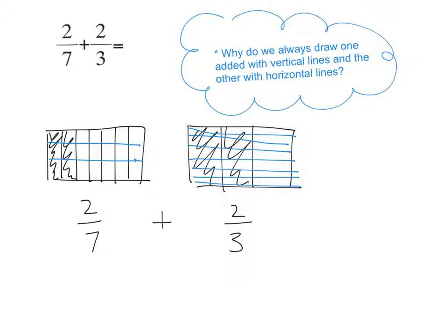Okay? See if you can do this problem. 2/7 is equivalent to how many 21sts? How many boxes are colored in there? 6. Okay. And 2/3 is equivalent to how many 21sts? 14, because I can also do 3 times 7 is 21, so 2 times 7. Good. So then 6 21sts plus 14 21sts is 20 21sts. Good.